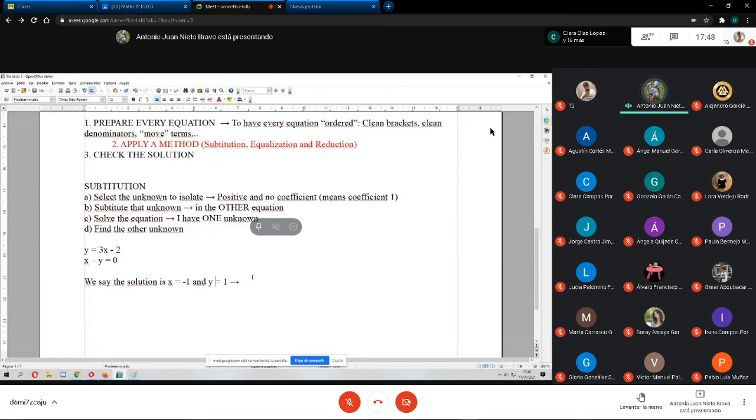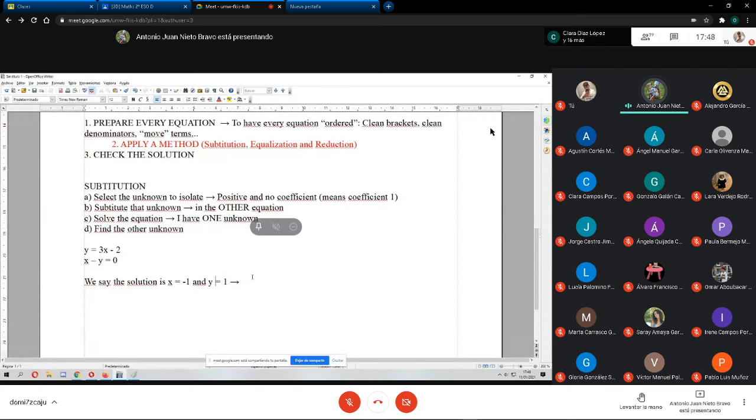At the same time, I'm going to take one system. I don't know, this one, for example. No, because it's not ordered. Well, yes, this one. 3x minus y equals 3, okay? I'm going to copy 3x minus y equals 3, and x plus 2y equals 8. Okay, this is my system. I'm going to solve it.